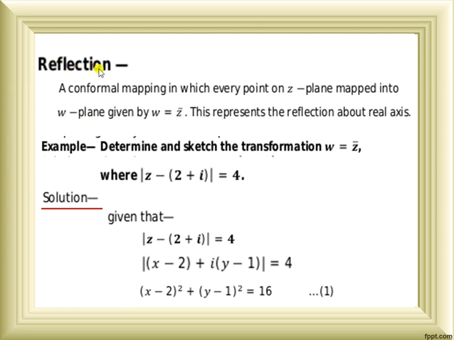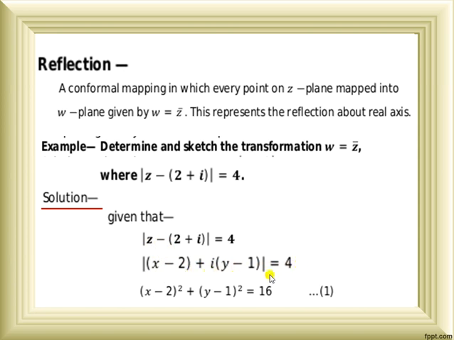So come to the next category, reflection. A conformal mapping in which every point on the Z plane is mapped into the W plane given by W is equal to Z bar represents the reflection about the real axis. So look at this. Transformation W is equal to Z bar, where they are given modulus of Z minus 2 plus i is equal to 4 in the Z plane. We cannot understand what this is, so I am expanding this. Separate the real and imaginary parts. Z equal to x plus iy. So after separating, I will get x minus 2 plus i times y minus 1 is equal to 4.